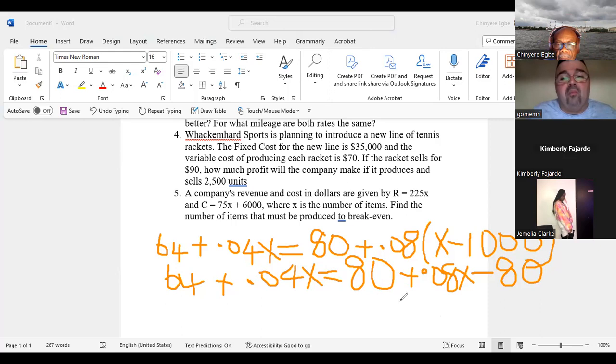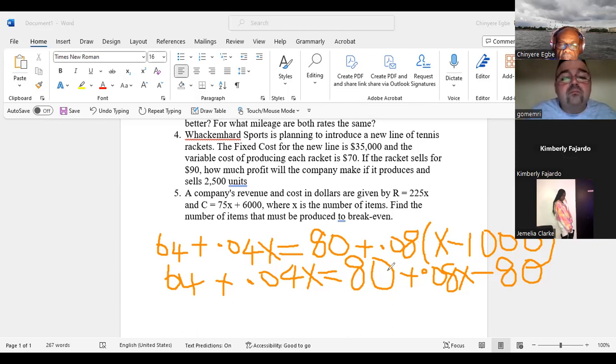Wait, hold up. This is where I got lost. I'm still stuck on 0.08. You see the bracket around x minus 1,000 means you multiply everything inside the bracket by 0.08, one by one. Okay, got you. So 0.08 times x is 0.08x. And 0.08 times 1,000 is 80. But this is a minus here, so it's 0.08 times minus 1,000, which is minus 80. You get it? Yes. Okay.